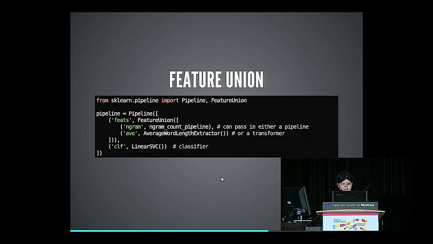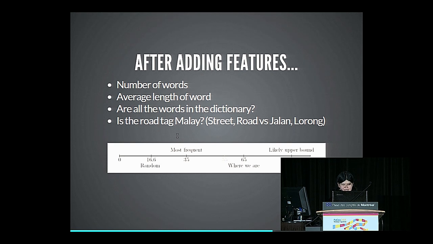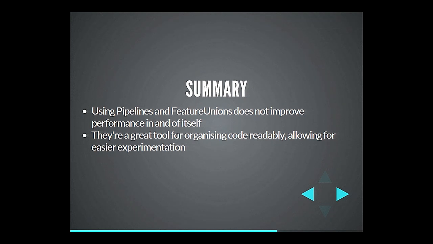So how we do this is to do a feature union. Basically, it looks just like pipeline, except that it's going to do the things in parallel. All right, so what happened after we added the features? We got up to 65% accuracy. So just to summarize, I wanted to emphasize that using pipelines and feature unions does not improve performance in and of itself. They're just a great tool for organizing the code readably, allowing for easier experimentation.